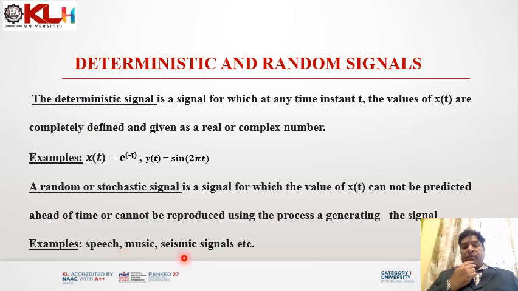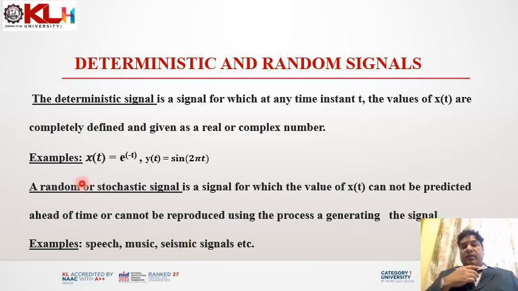Now another example is a seismic signal, which is an earthquake signal, which is also a random occurrence, and this is also a random signal. The seismic signal is the signal of measuring the earthquake, the velocity or acceleration or the force which is representing that earthquake.